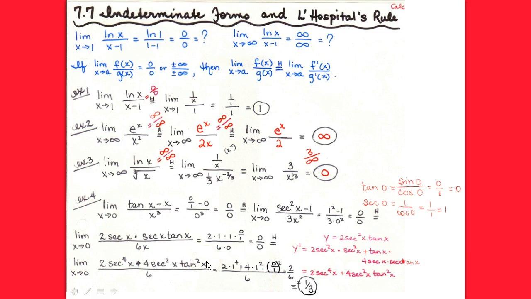Then, of course, the derivative of that 6x is just going to give us 6. Now, when I do direct substitution in my numerator, the secant at 0 is 1. The secant at 0 is 1. The tangent at 0 is 0. So now I'm going to have 2 times 1, so 2, plus 4 times 1 times 0, so 0. So 2 plus 0 gives me 2, and in the denominator I have 6. So now I'm actually able to come up with a limit.